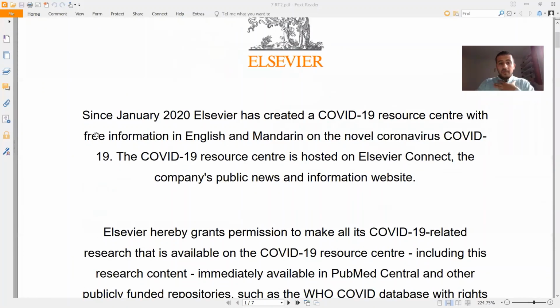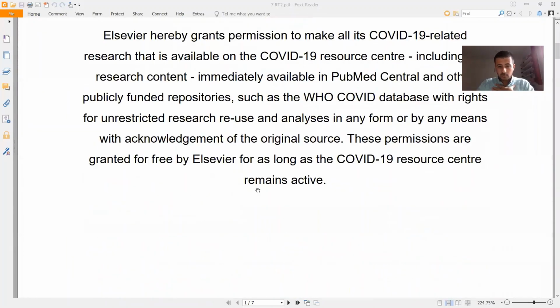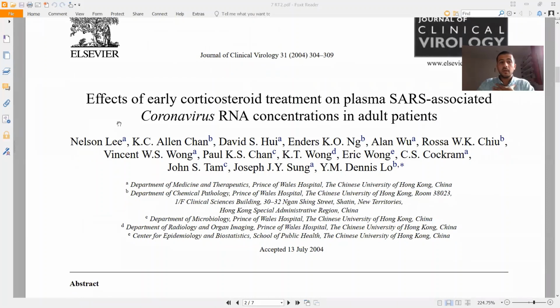So the title is, where is the title? The title is here, effect of early corticosteroid treatment on plasma coronavirus RNA concentration in adult patients. Okay, but this is not the COVID-19, it's an old study about SARS. So I hope we answered all questions about randomized control trial and cohort studies and all observational studies.